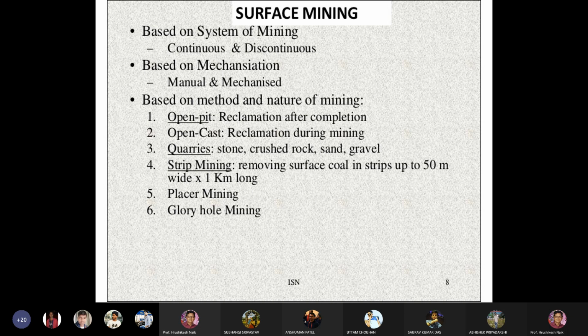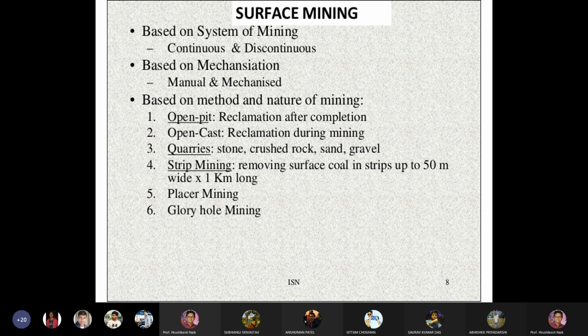Then you have heard that there are some quarries. Quarries are nothing but small mines where stone is mined, crushed rock is mined, sand is mined, gravel is mined. So quarries are nothing but manual mining. Here, not many machines are used. Quarries are manual, small scale mining.